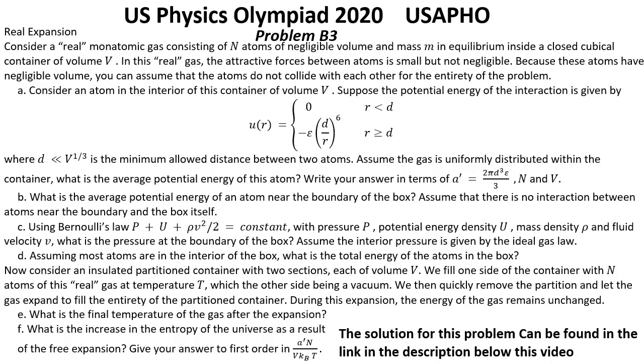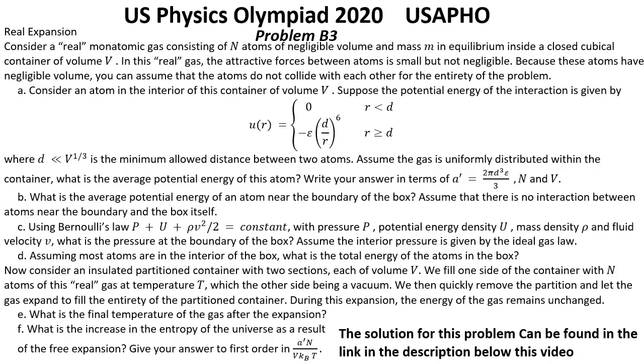Question C. Using Bernoulli's law, P plus U plus rho v squared over 2 equals constant, with the pressure P, potential energy density U, mass density rho and the fluid velocity v. What is the pressure at the boundary of the box? Assume the interior pressure is given by the ideal gas law.